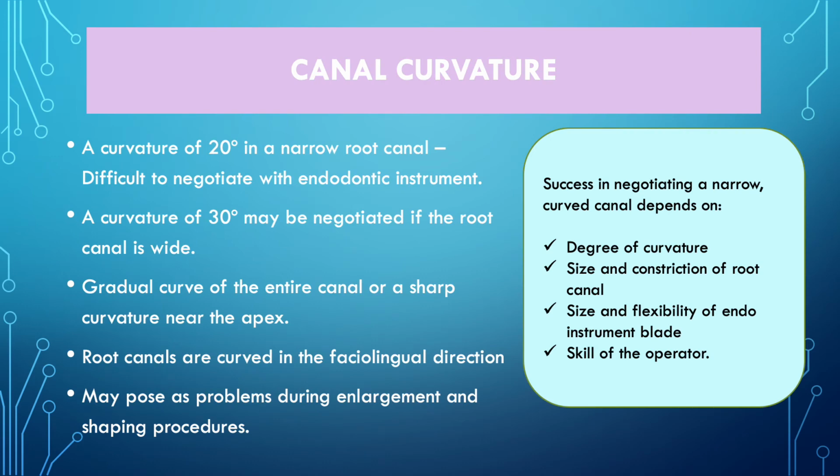A curvature of about 20 degrees in a narrow root canal may be difficult or even impossible to negotiate with an endodontic instrument, whereas a curvature of even 30 degrees may be negotiated if the root canal is wide. The curvature can be a gradual curve of the entire canal or a sharp curvature near the apex. The curvature can be in a facial-lingual direction. It can pose a problem during enlargement and shaping procedures.